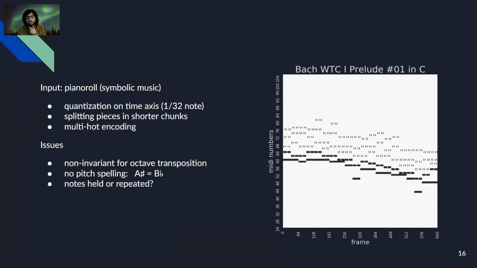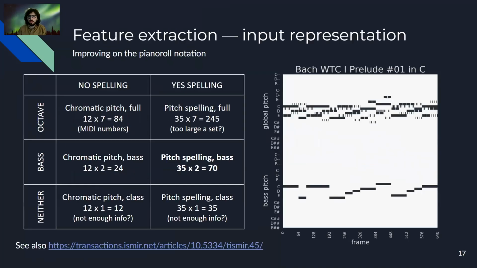So we proposed some modifications to the standard piano roll notation. And we derived this kind of notation in which we have, as you can see, two different sets of pitches, basically. One is all the notes rescaled by octave and introducing pitch spelling. And the other one is just the bass note.